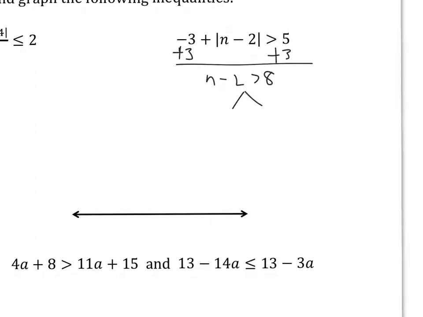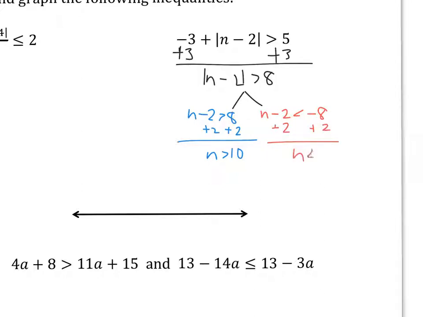Now I can go ahead and write my two cases. So the first one is n minus 2 is greater than 8, and the second case is n minus 2 is less than -8. Now I'll go ahead and solve both of these. n is greater than 10, and I get n is less than -6. So I have n is greater than 10 and n is less than -6.